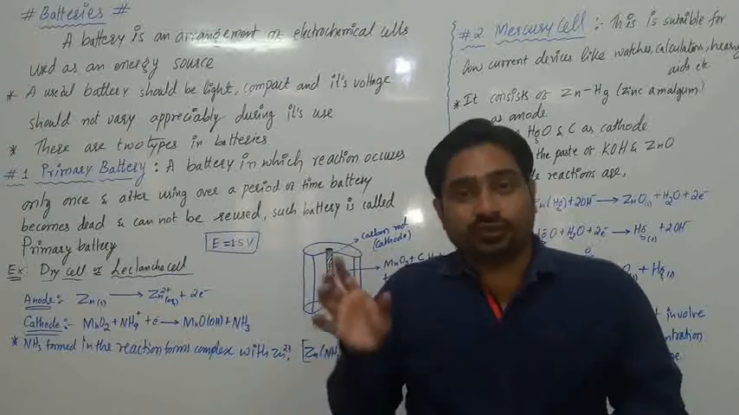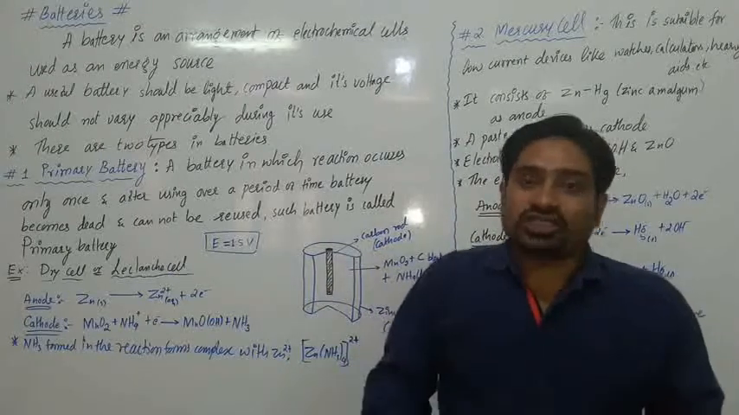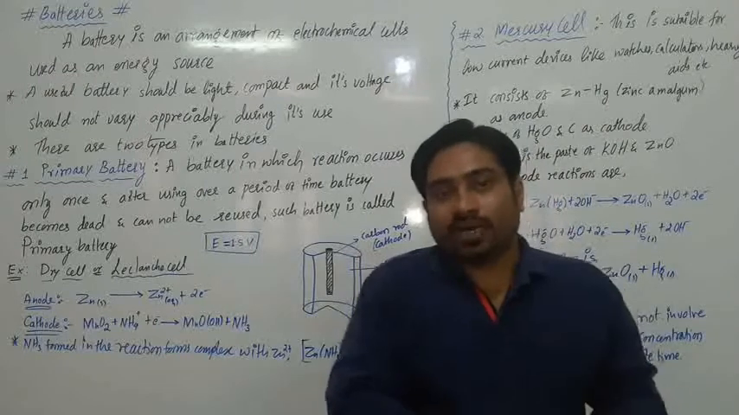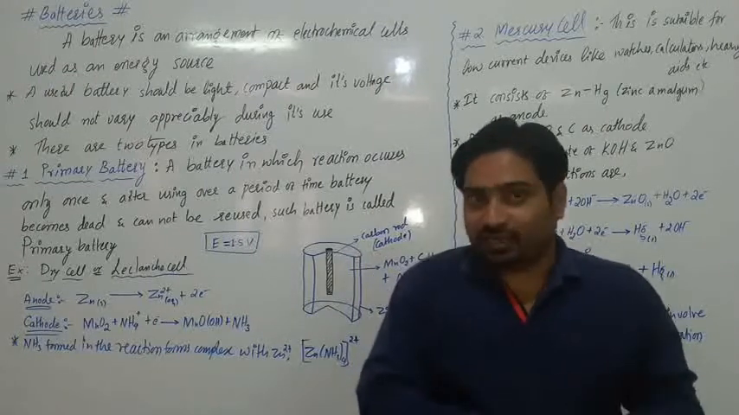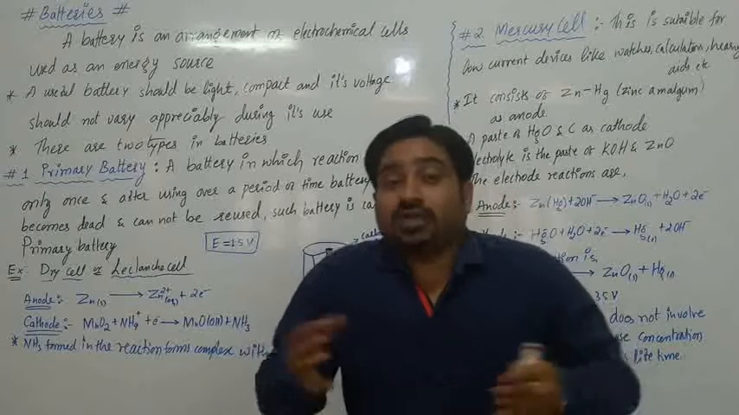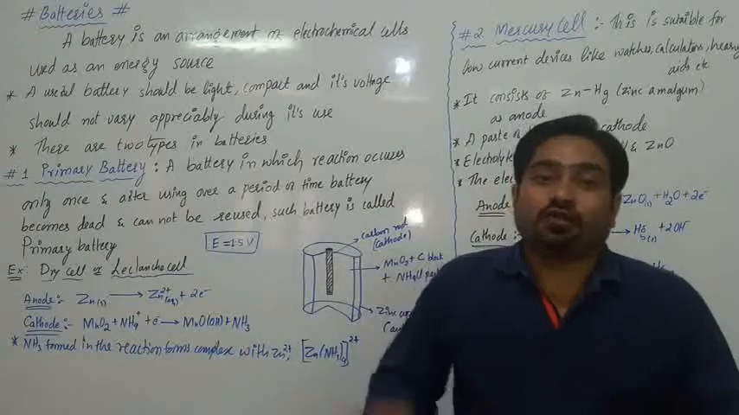The zinc electrode is called the oxidation half cell and the copper electrode is called the reduction half cell, isn't it? So the combination of two half cells forms a cell.